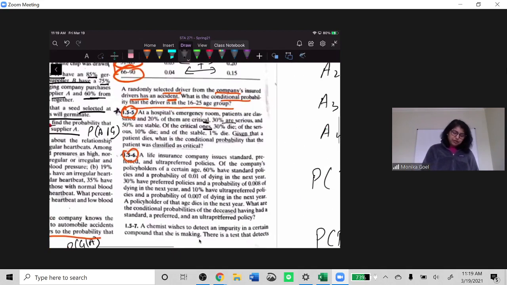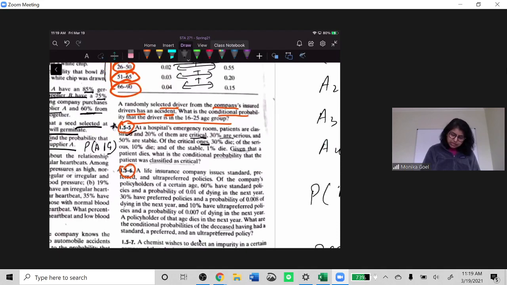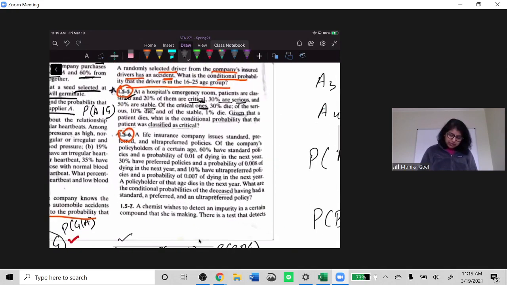And similarly, if you look at 1.55, instead of 2 branches, there are 3 branches. One is critical, one is serious, and one is stable. So when you are looking for the combined probability, you are adding 3 things depending upon what information you have. And same thing when you look at 1.56, here also they are talking about different branches. So look at that and just let us know if you have any questions.